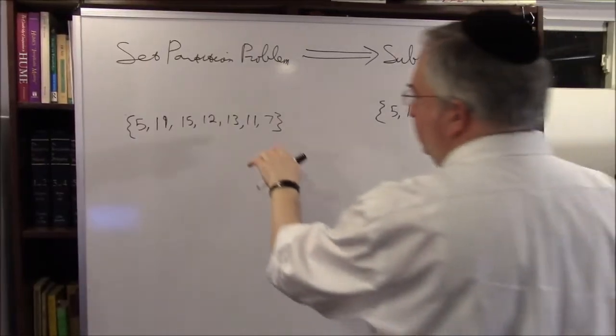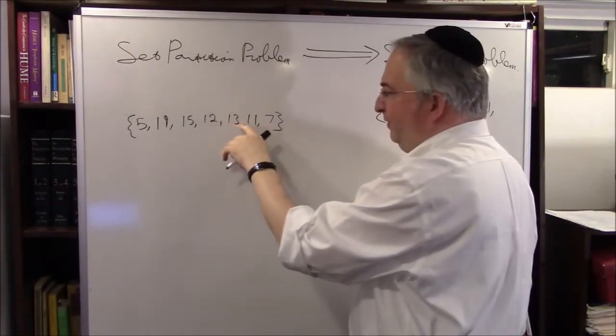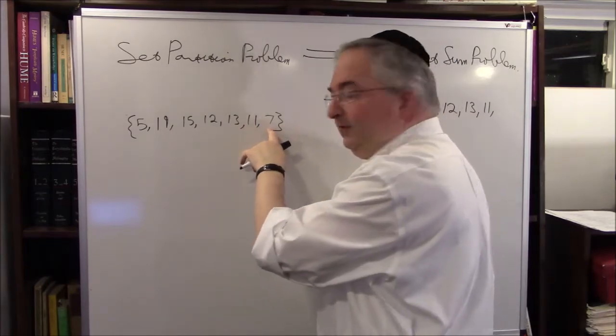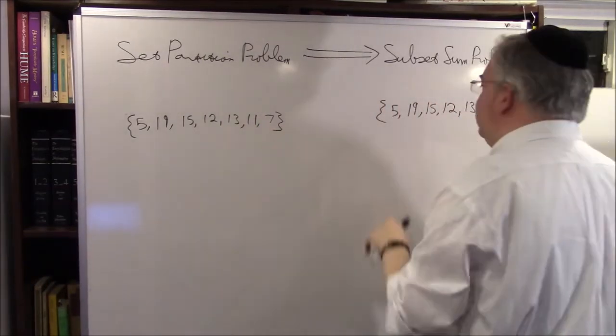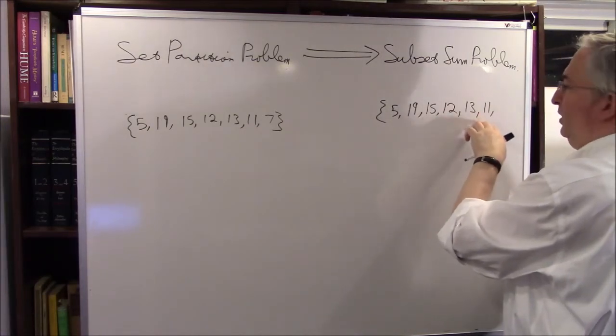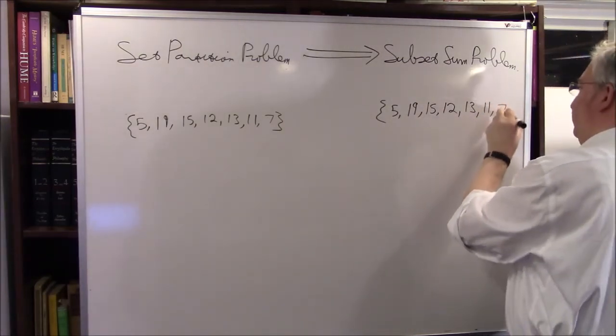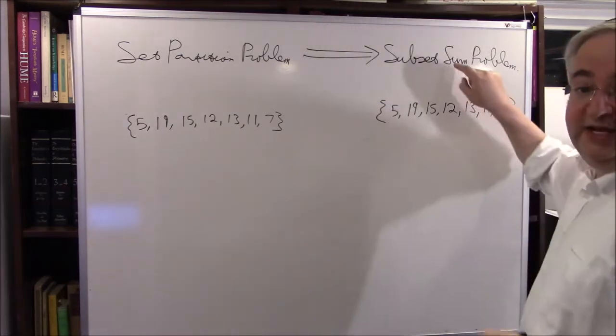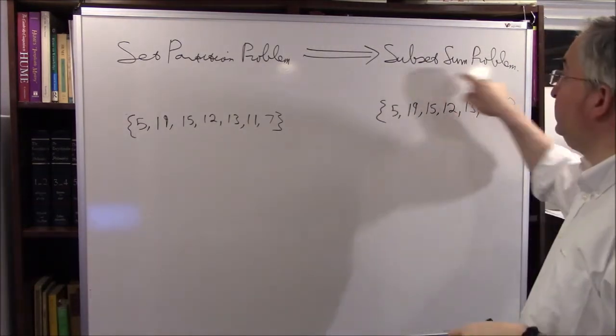I'm sorry, I made a mistake here. That was a 13, but I had already 13. I want to make that a 7. Okay? So now I'm going to copy the same numbers: 5, 19, 15, 12, 13, 11, and 7. Now, is that an instance, is that an input to the subset sum problem?